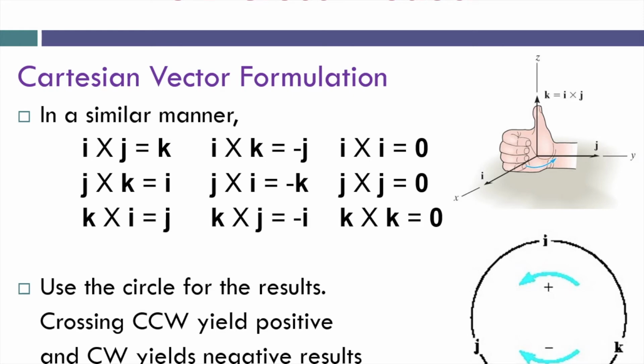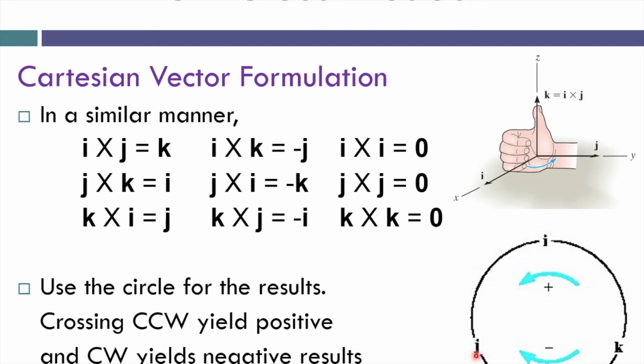Cross product. Understand this circle. Again, counterclockwise is positive and clockwise is negative. So if I times j, the value will be positive k. I times j is positive k, and j times k is positive i, and k times i is positive j. So here are the values.